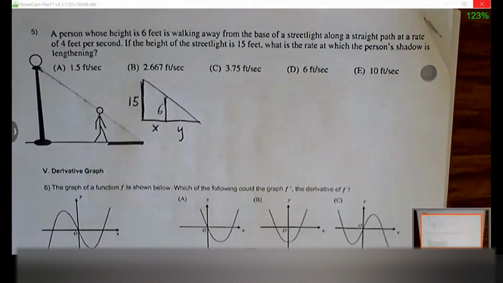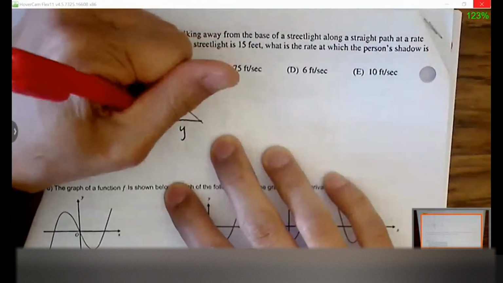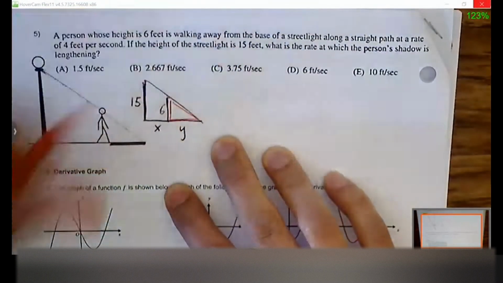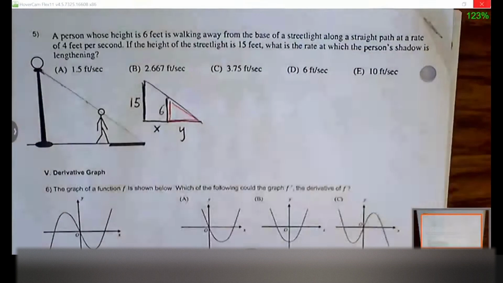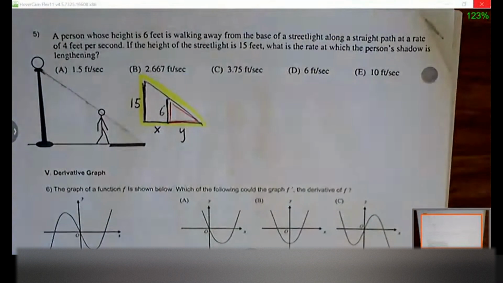Okay, we're going to set up proportions using similar triangles. So you guys see these two triangles. You got a triangle within a triangle. I'll highlight the big one in yellow. So we're going to set proportions here.